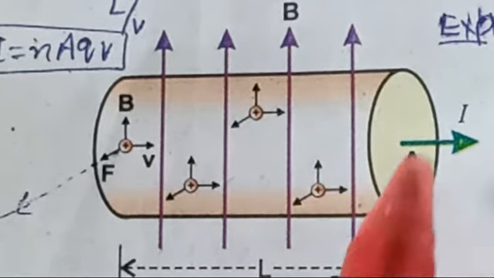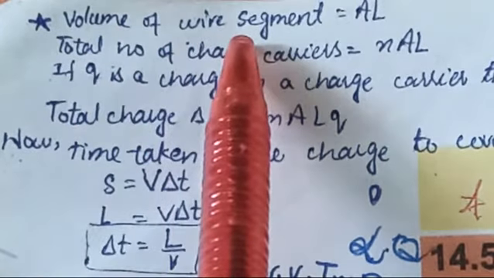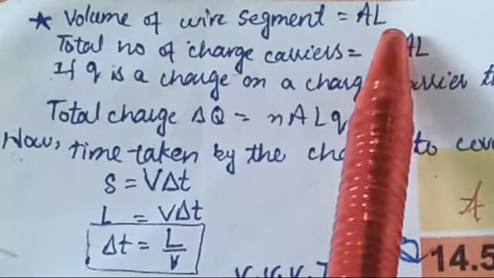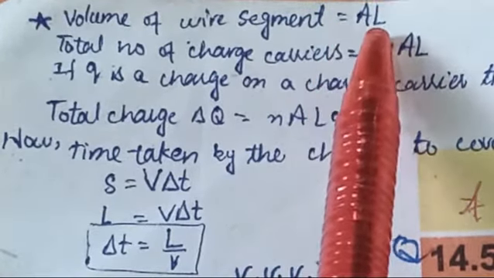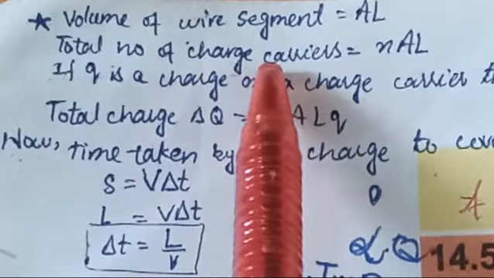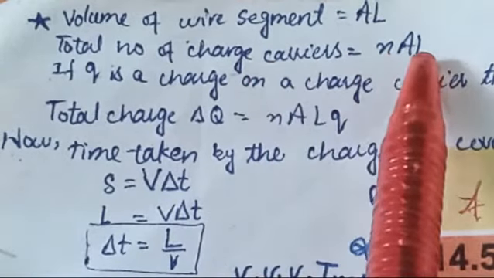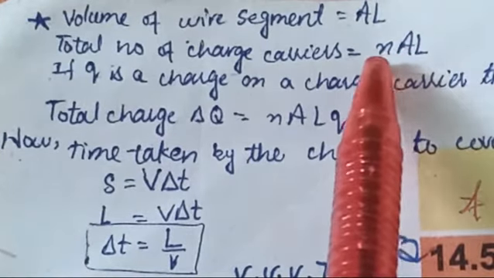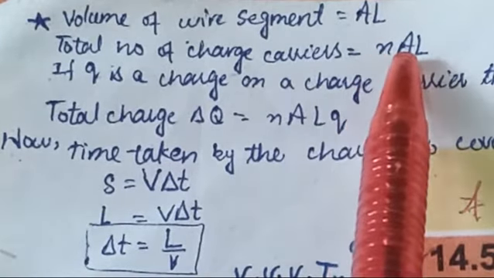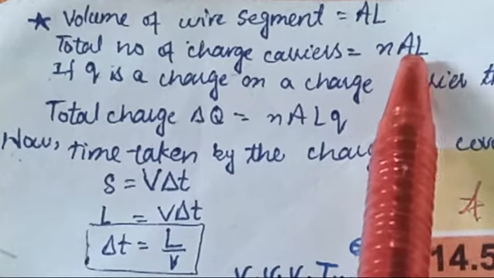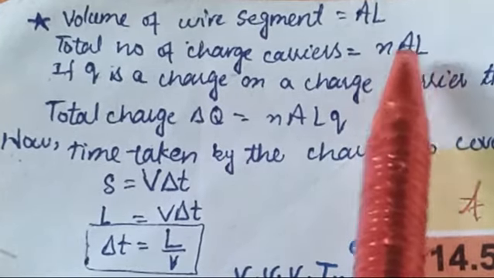First of all, write about volume. Volume of wire segment is AL. A is area, L is length. Meter square, meter, cubic meter. So this is the unit of volume. Total number of charge carriers present in the wire is nAL. AL is volume and n is the number of charges per unit volume. When the number of charges is multiplied by this volume, it becomes the total number of charge carriers, right?